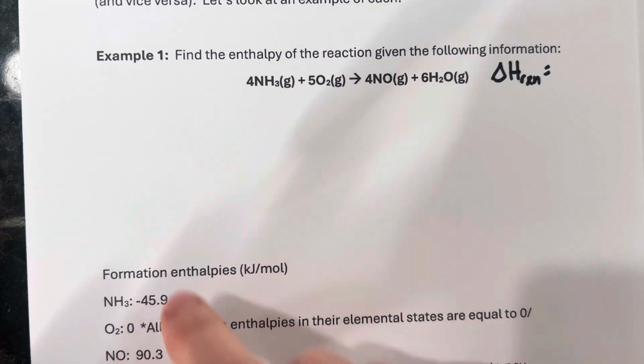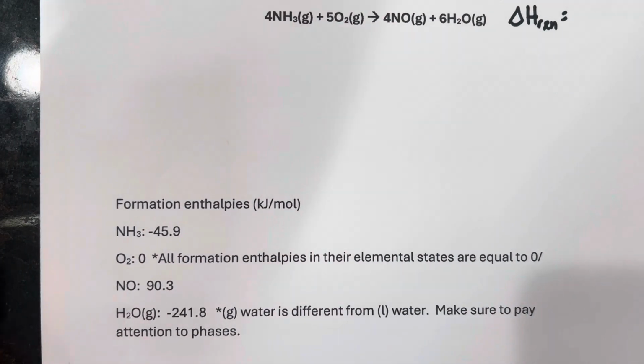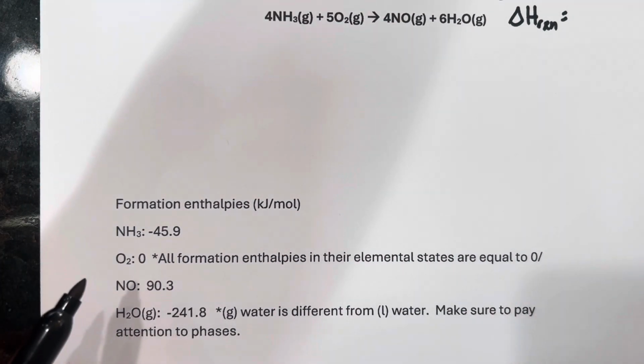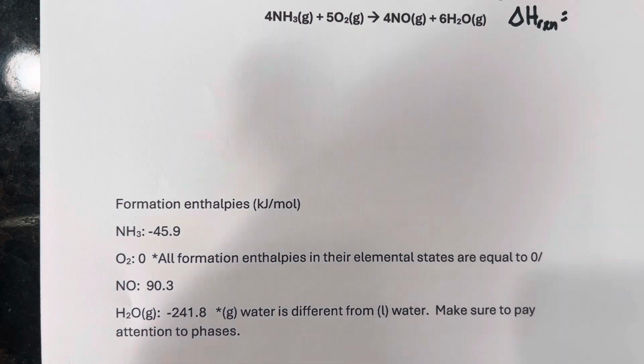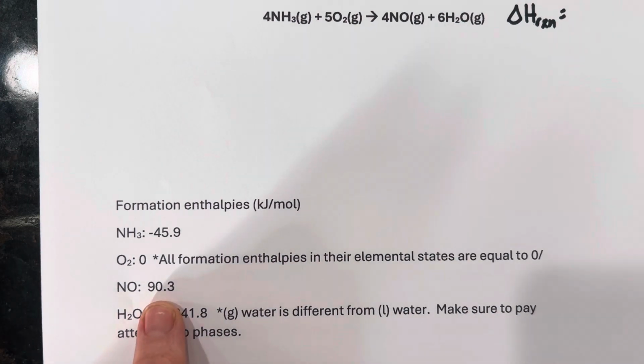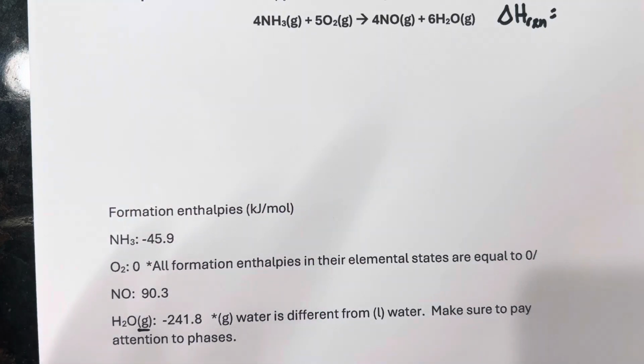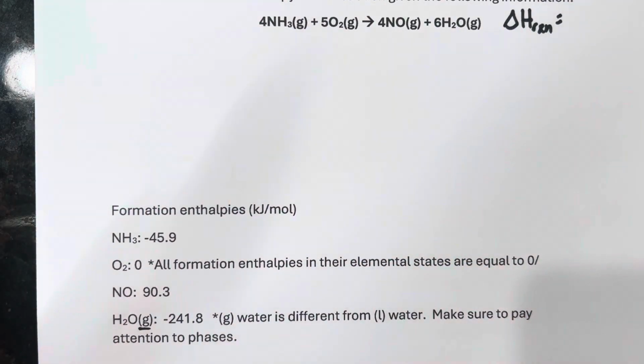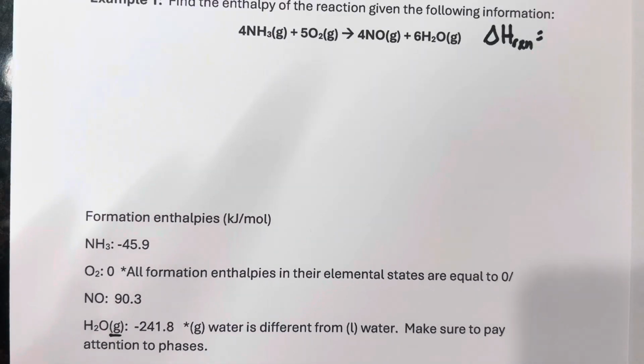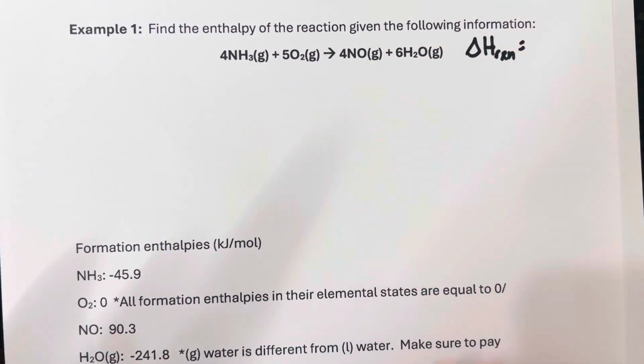And it gives you the enthalpy of formation, meaning the amount of enthalpy it took to form NH3, the amount of enthalpy it took to form O2, the amount of enthalpy it took to form NO, and the amount of enthalpy it took to form gaseous water. Notice this is gaseous water. Sometimes you might be given liquid or something to that effect, so it's good to pay attention to those states. So it wants you to figure out the enthalpy of the reaction.